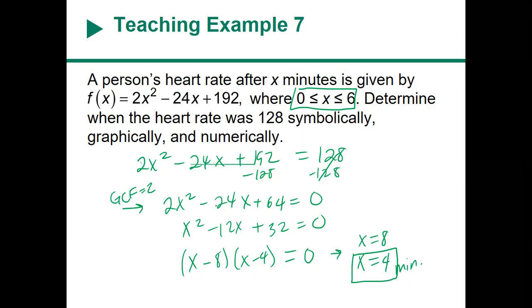Now, if you were struggling, could you have done the quadratic formula here? Yes. But if you take your time and use all of your skills, something that may seem a little overwhelming is actually pretty simple.